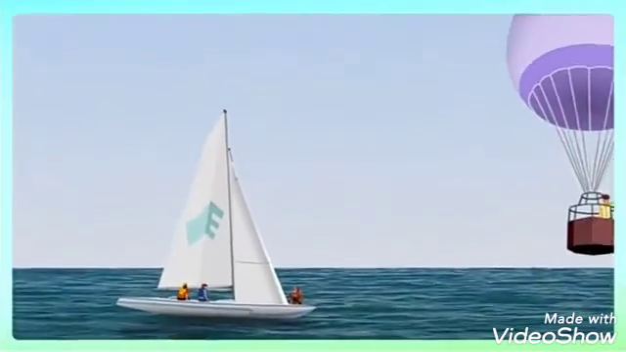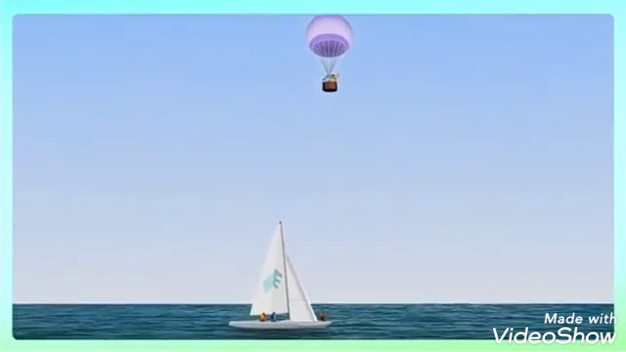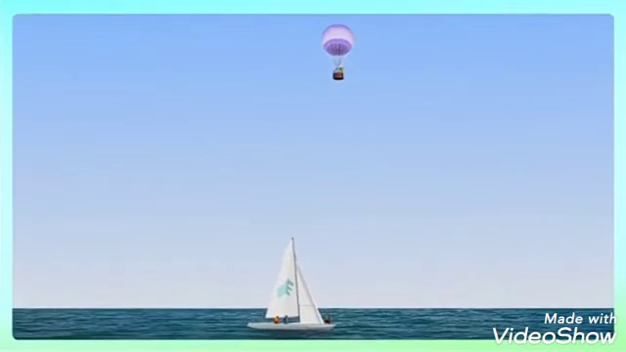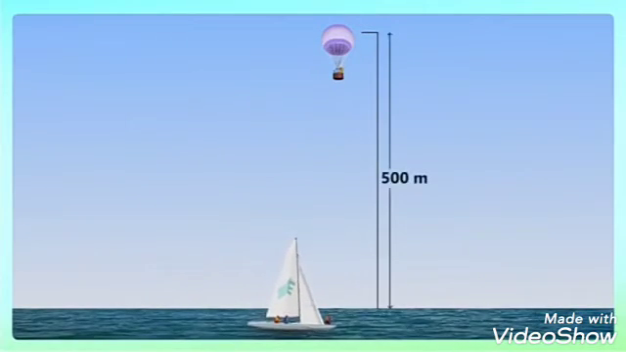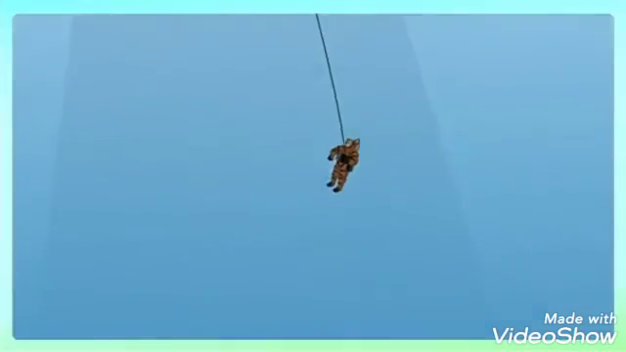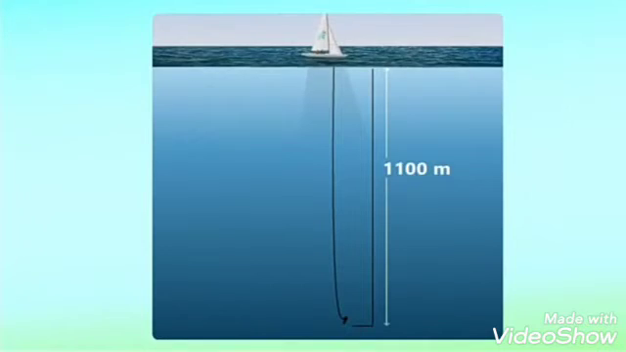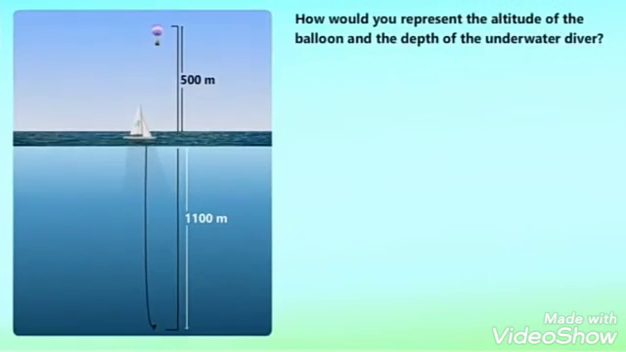Sam and Jack love the seashore. Traveling in a balloon is Sam's favorite sport and Jack loves water diving. Sam's balloon is at a distance of 500 meters above sea level. Jack is diving and he is 1,100 meters below sea level. How would you represent the altitude of the balloon and the depth of the underwater diver?